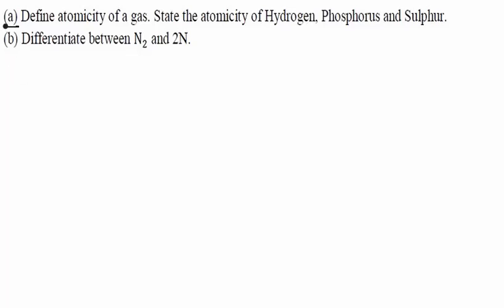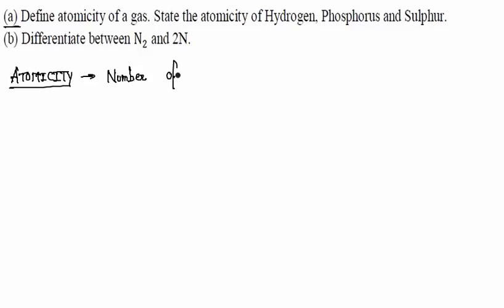So look at this question. Define atomicity of gas. State the atomicity of hydrogen, phosphorus and sulfur. Okay, so first I'm going to define this term, that is atomicity. Okay, so how is it defined? So atomicity is basically what? Number of atoms.